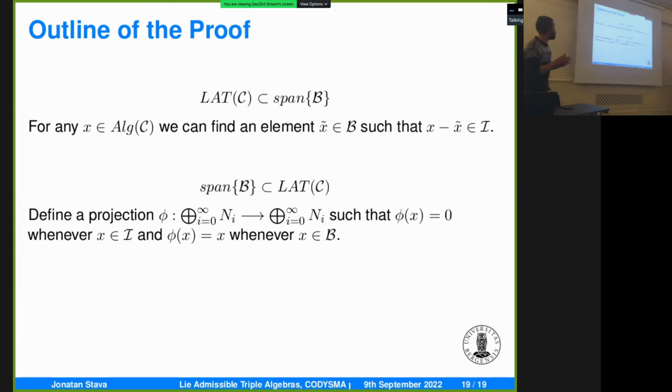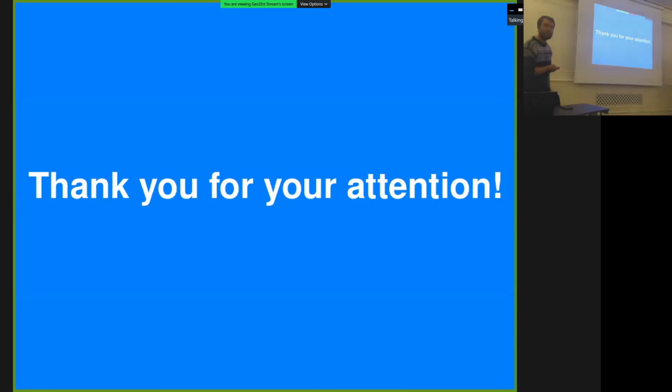And then the proof is just quickly showing that our free algebra is contained in the span of the bases. That was the easiest part. The more difficult part, where we needed this grading structure, was making a projection that checks through, and we see that our basis is actually exactly the admissible triple algebra that we were looking for. And I think I'm going to end with that. Thank you for your attention.